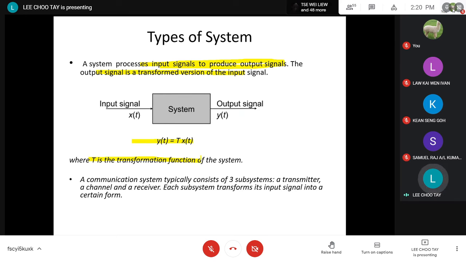Okay. So as far as our communication system is concerned, we are going to study three subsystems: the transmitter, the transmitting system, which most of the time is a modulation system, the channel, because the channel makes some changes to our signal as well, and also the receiver. Each of these subsystems transforms its input signal into a certain form. As far as this course is concerned, we need to learn all these three main systems and how they transform our signal.